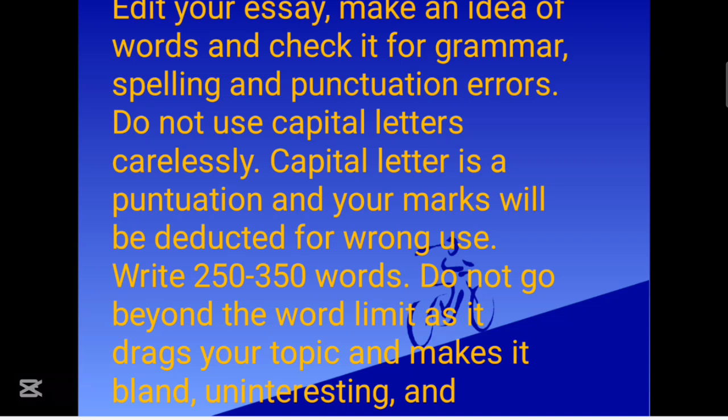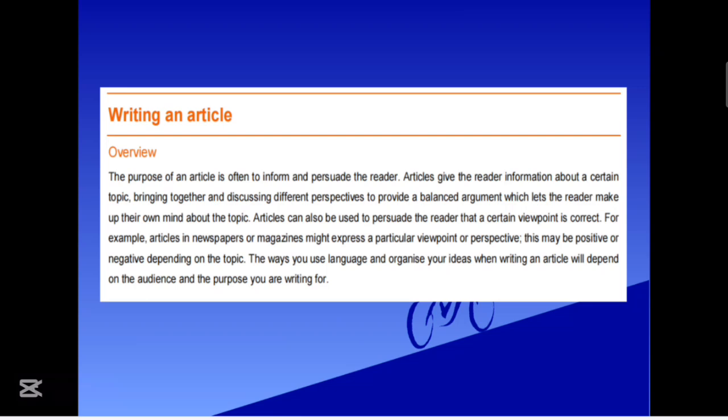Do not use capital letters carelessly. I always talk about this. This is something that I always repeat whenever I do a video on directed writing tasks. Then write 250 to 350 words. Do not go beyond the word limit, as if you drag your topic, it will become bland, uninteresting and monotonous. So just stick to the word limit.